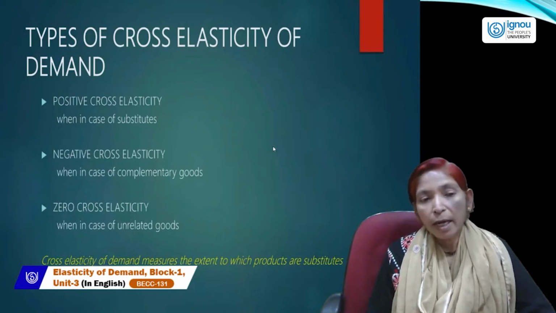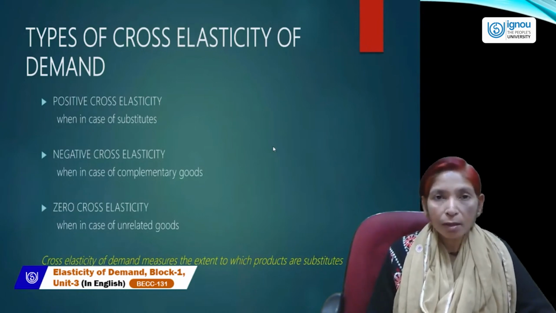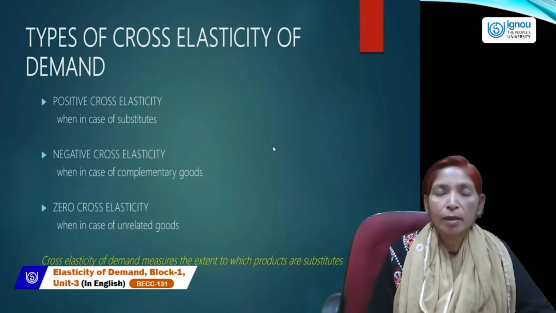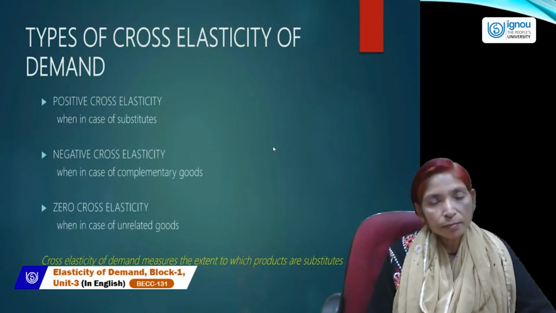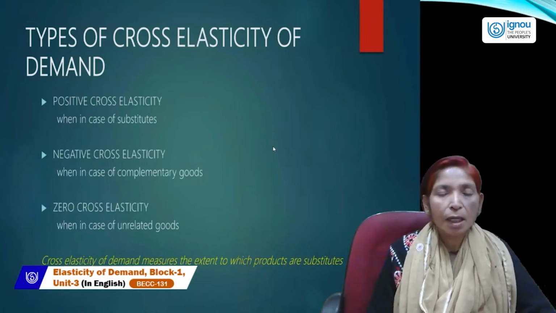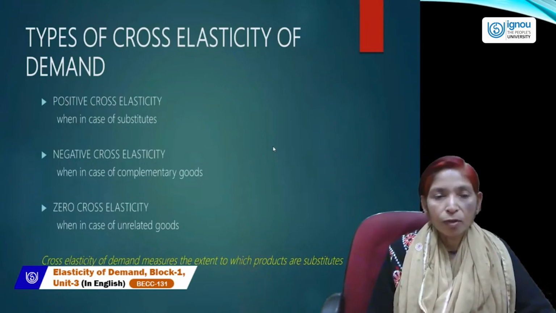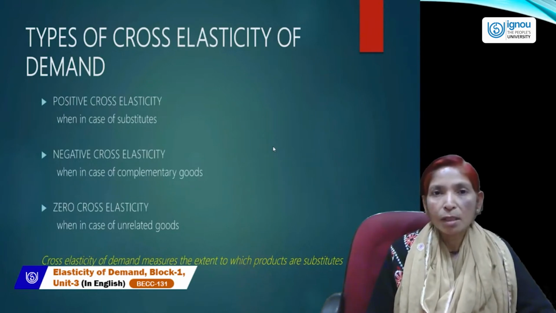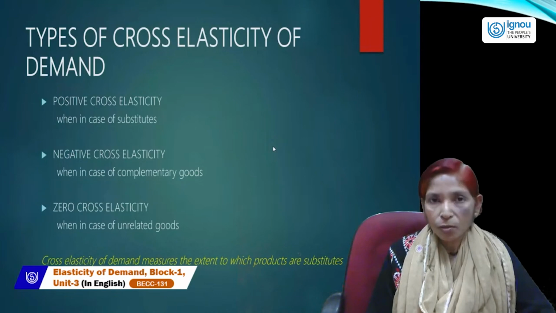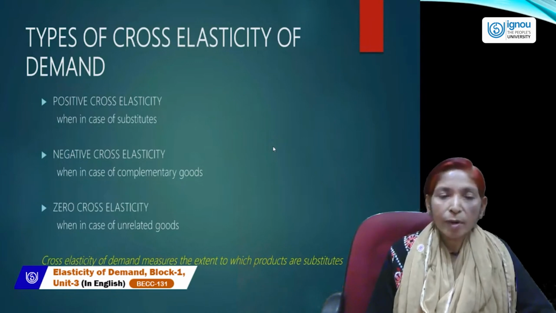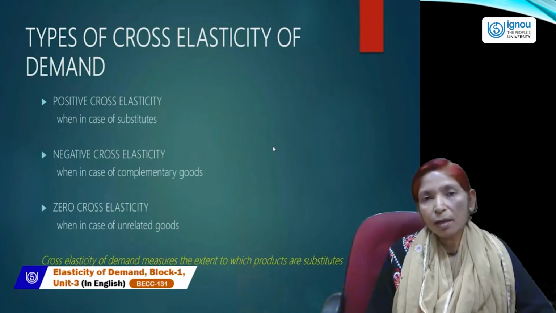And the second thing is negative cross elasticity. Negative cross elasticity generally occurs in the case of complementary goods. Complementary goods are those goods which are always used together. Without one, the other commodity is useless. If you don't have petrol or CNG, then the use of a car is useless. You can't use it. So, in the case of complementary goods, if the price of cars rises, then the demand for petrol will fall.